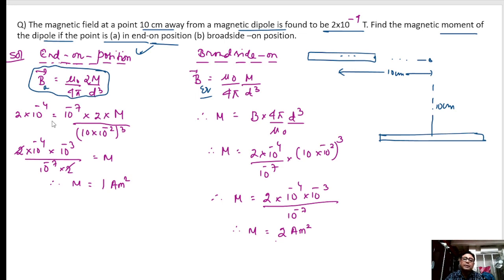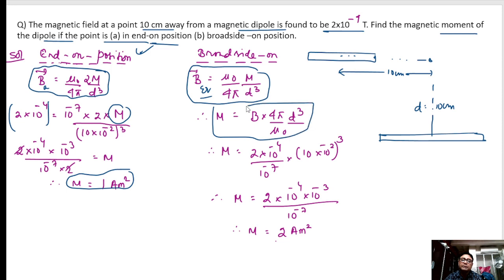So the magnetic field is given to us, end-on position, only M I don't know, so we can calculate it. Similarly, the broadside on position, the formula is this. This is the D. Okay, so the formula of the M will be this. B I know, 4 pi by mu 0 is 1 by 10 to the power minus 7, and this is the D given, so we can calculate it. This is the magnetic field at that point, equatorial point.